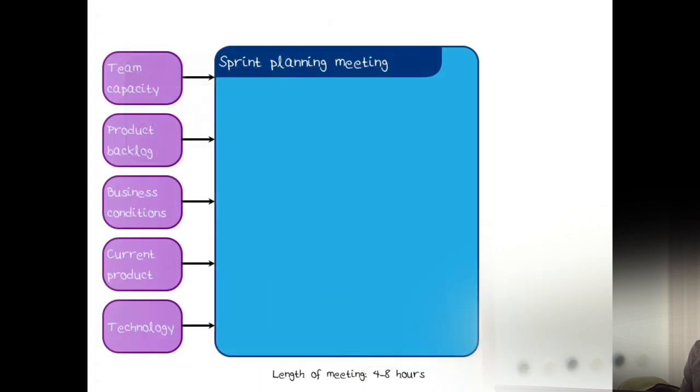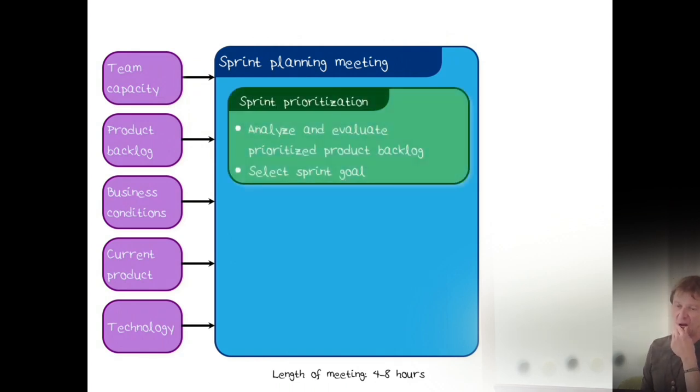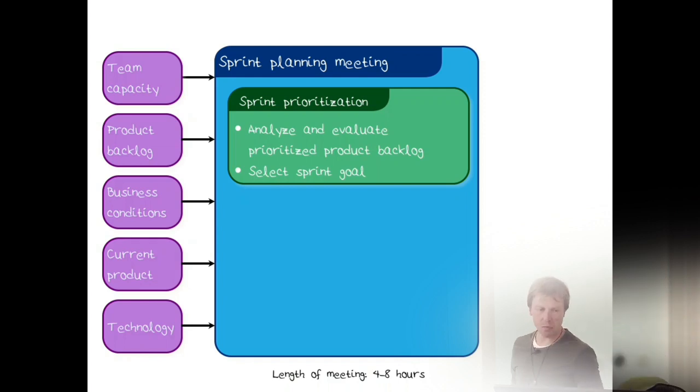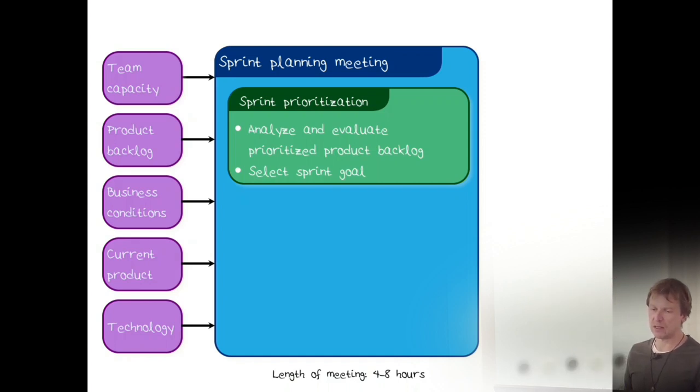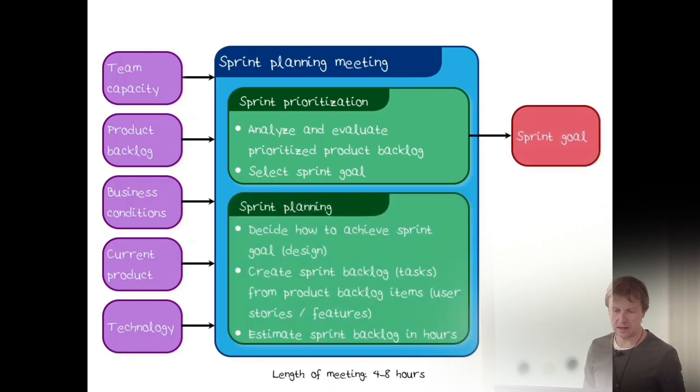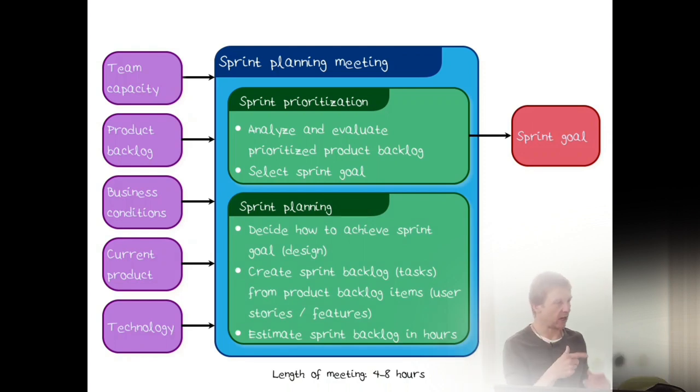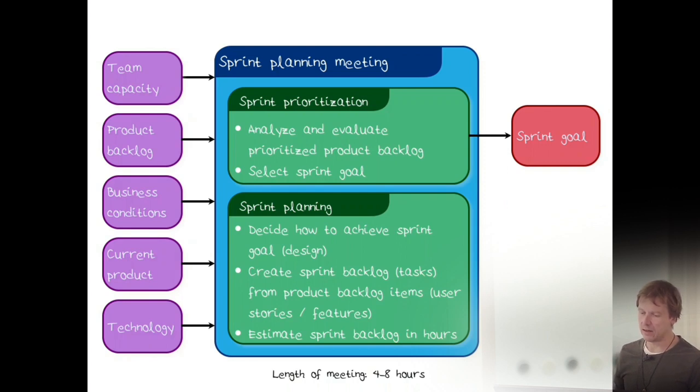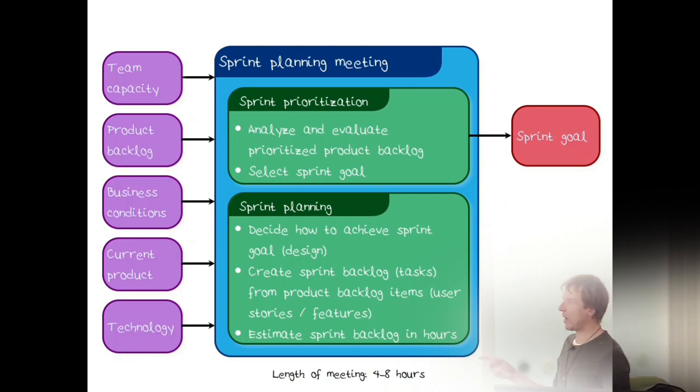The ceremonies, so the sprint planning meeting. The input to the sprint planning meeting is the capacity of the team, which we'll get into how to measure, the product backlog, business conditions, current product, and technology. The first thing that happens at the sprint planning meeting is that the team looks at the product backlog and tries to evaluate how big it is. They select what they're going to do in the sprint, and then they decide how to achieve it with some design. So they create a sprint backlog with the tasks, and they estimate these tasks in hours.